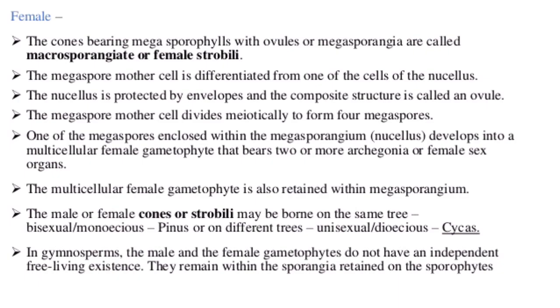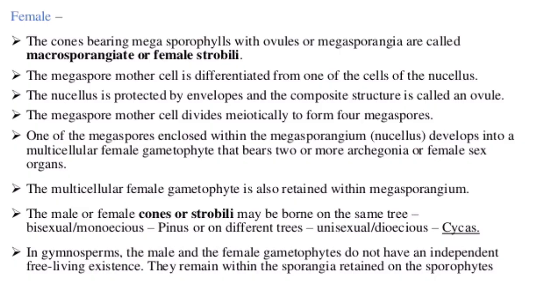Female. The cones bearing megasporophylls with ovules or megasporangia are called macrosporangiate or female strobili. The megaspore mother cell is differentiated from one of the cells of the nucellus. The nucellus is protected by envelopes and the composite structure is called an ovule. The megaspore mother cell divides meiotically to form four megaspores. One of the megaspores enclosed within the megasporangium develops into a multicellular female gametophyte that bears two or more archegonia or female sex organs. The multicellular female gametophyte is retained within the megasporangium.